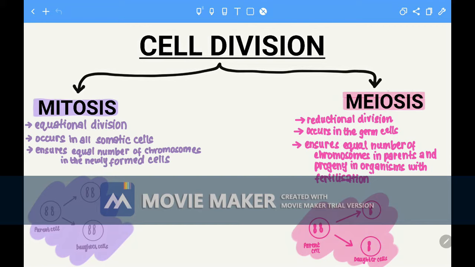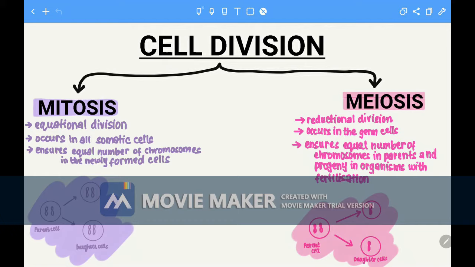Now, coming to meiosis. Meiosis refers to reductional division. What is reductional division? If we notice the diagram here, the parent cell has 2 chromosomes. But if we look at the daughter cells, they have 1 chromosome each. So, the number of chromosomes is halved. Let's say that the parent cell has 4 chromosomes. Then the daughter cells would have 2 chromosomes each, which means if a cell undergoes meiosis, the daughter cells would have half the number of chromosomes as compared to the parent cell. This is meiosis.